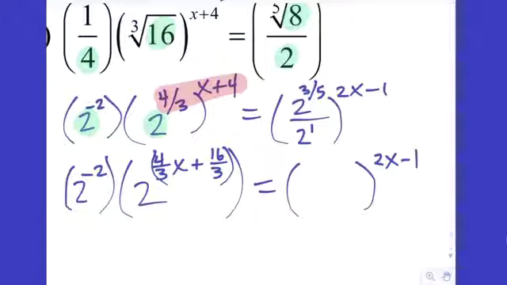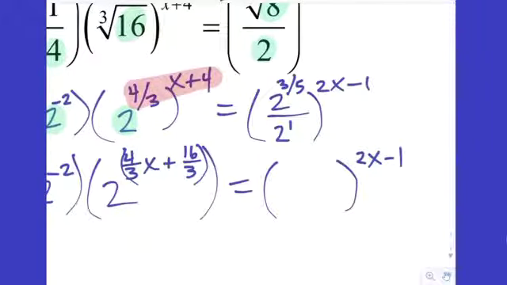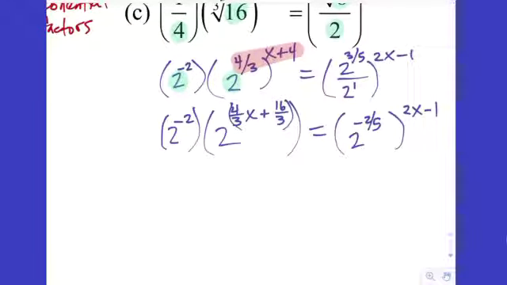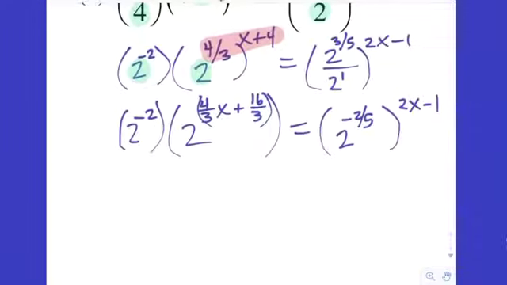Now when we're dividing, what do we do with the exponents? Subtract. So we got 2 to the 3/5 divided by 2 to the 1st. That's 2 to the 3/5 minus 1, which is -2/5. Right. So all that work we did at the beginning of the year, it's paying off right here. So we did as much as we could. Now we go down to the next line.